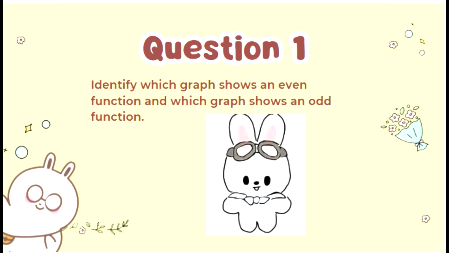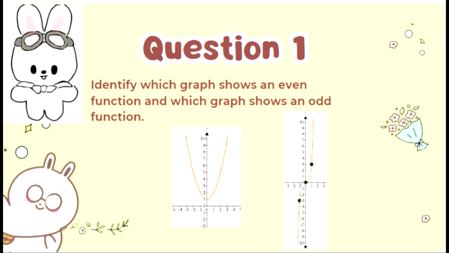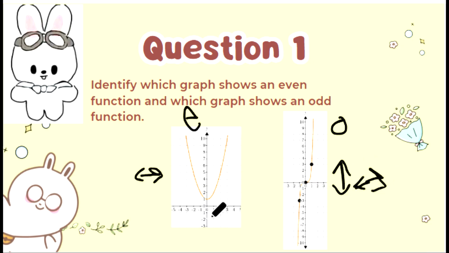Here's question 1. Identify which graph shows an even function and which graph shows an odd function. Here's what the graphs look like. Go ahead and pause the video and figure it out. This one is our even function because it's reflected only across the y-axis. This one is our odd function because it's reflected two ways, both over the x-axis and over the y-axis, or you can say it's reflected about the origin.